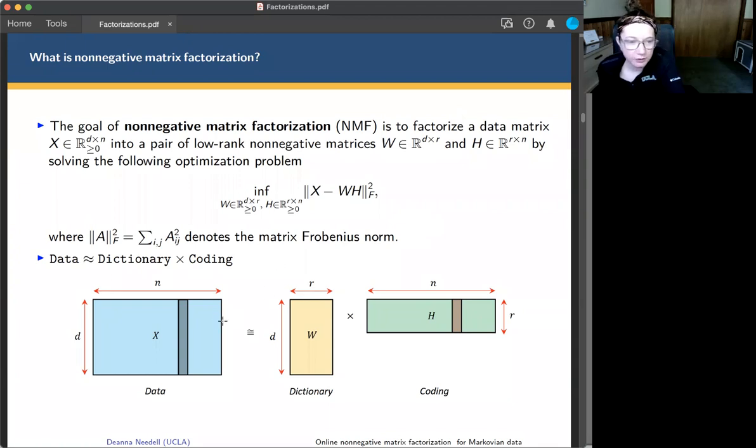And so we'll view this as a decomposition of the data into a dictionary encoding pair. The dictionary here consists of the dictionary atoms, which are the building blocks to the data set, and then the coding matrix, which encodes how those building blocks are used.